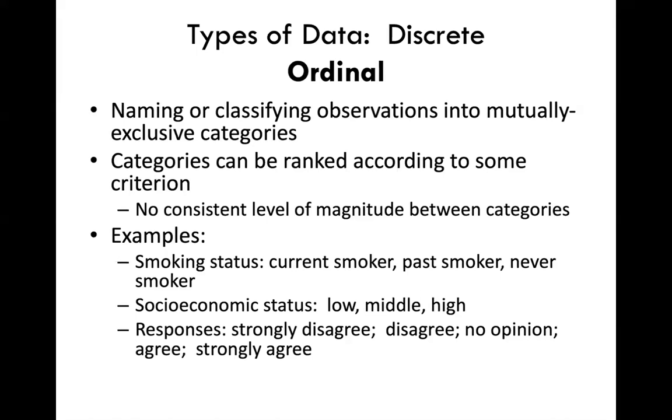Socioeconomic status, again, this can be low, middle, or high. Often you'll see, and I'm sure you've done many of these surveys, where there's a Likert scale, and they'll have categories of whether you strongly disagree, have no opinion, agree, or strongly agree. Okay, so there's a clear order to these as well.